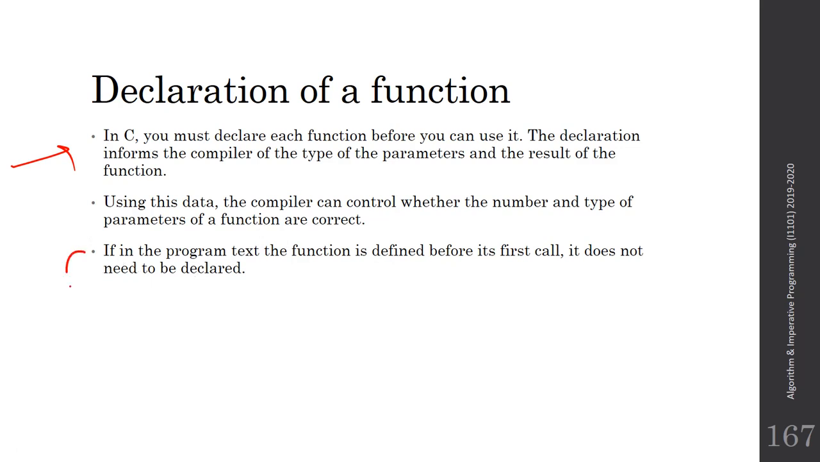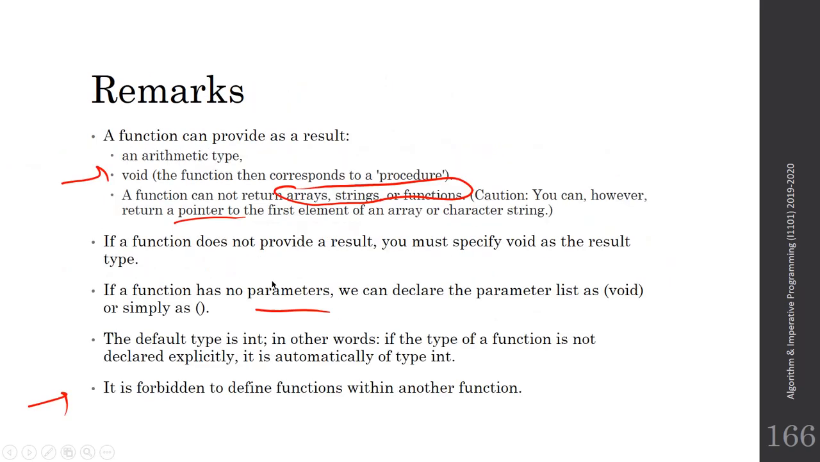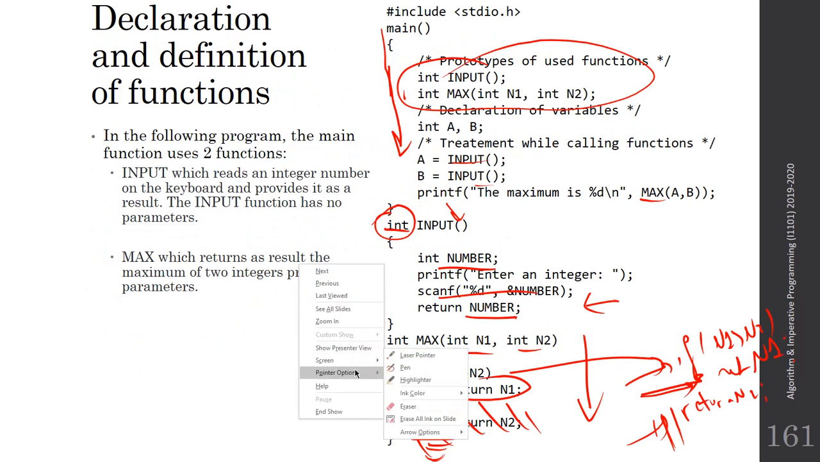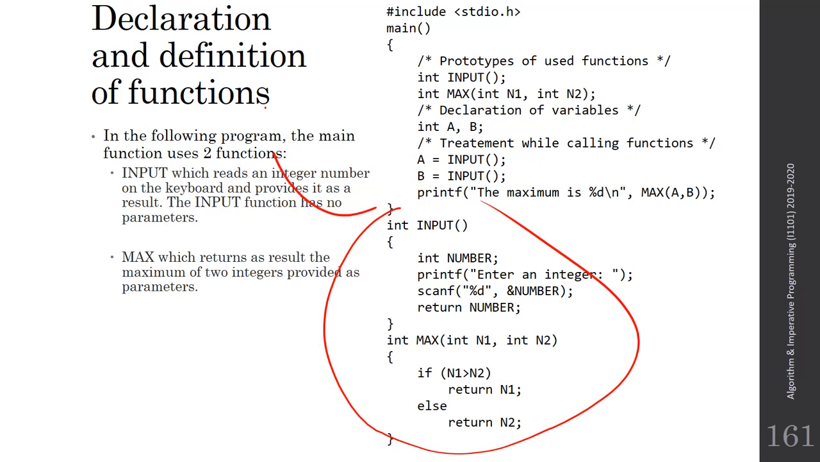So here is the remark, and this is what I always do: if the function is defined before it's first called, it doesn't need to be declared. So usually I don't code like this. What I do is write input and max before main.